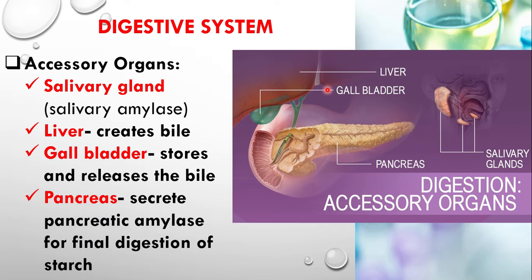And then we have the pancreas, which secretes pancreatic amylase for final digestion of starch. Pancreatic amylase is an enzyme. Okay? Remember, when a word ends in ase in biology, it's probably an enzyme.